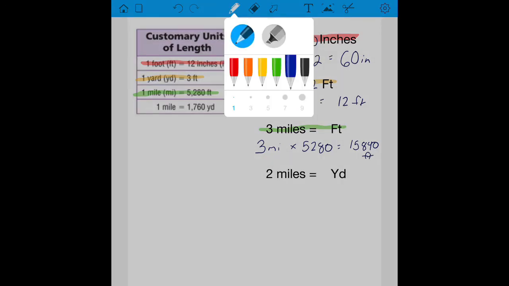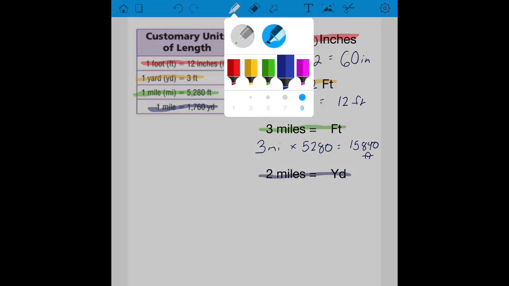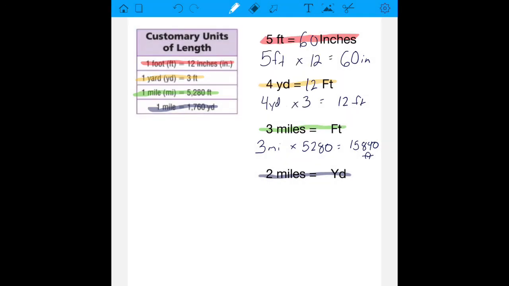Now the last one there, yards are a little bit bigger than a foot. So I am going to go ahead and know that 1 mile is equal to 1,760 yards. So I'm going to follow that same basic pattern where I am going to do some multiplying. In this case, I'm going to do 2 miles times 1,760 yards in each one, and that is going to equal 3,520 yards.